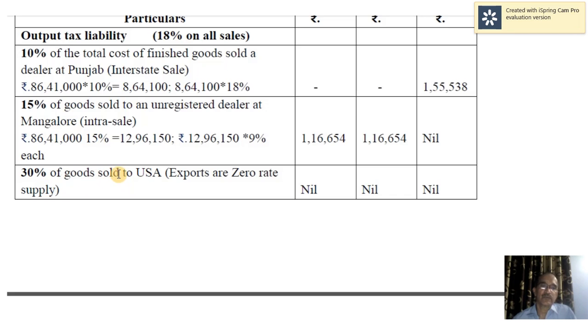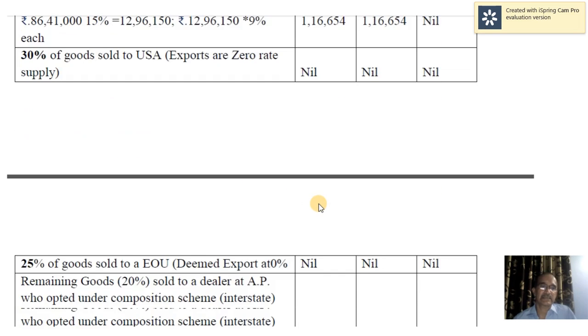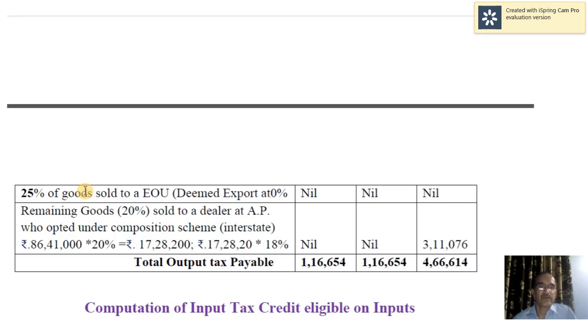And 30% of goods sold to USA, that is considered to be zero rated supply, and therefore nil tax here, nil output tax. And 25% of the goods sold to export oriented unit, so deemed to be export, and therefore nil rates. So here it is zero rated transaction, therefore nil rate. Remaining goods, that is 20%. Already I told you how you get 20%.